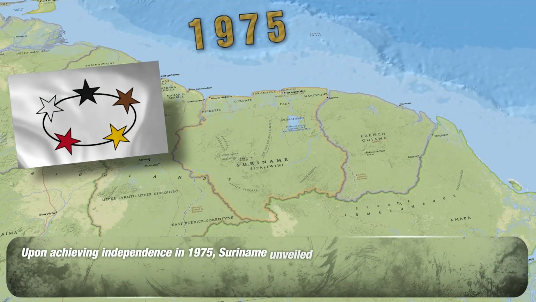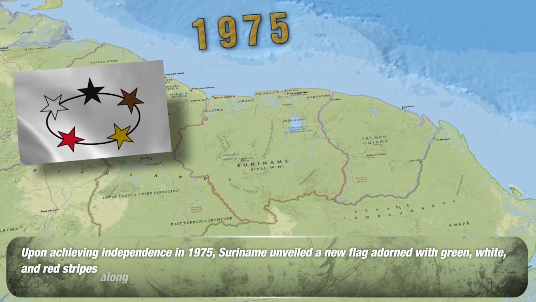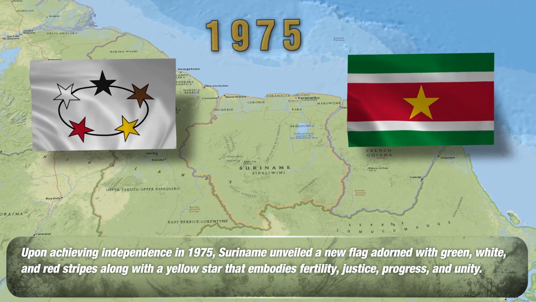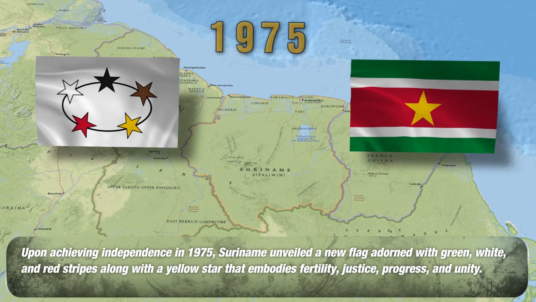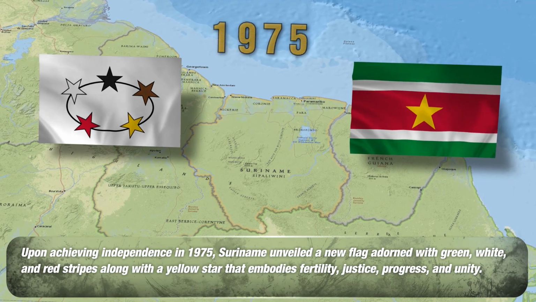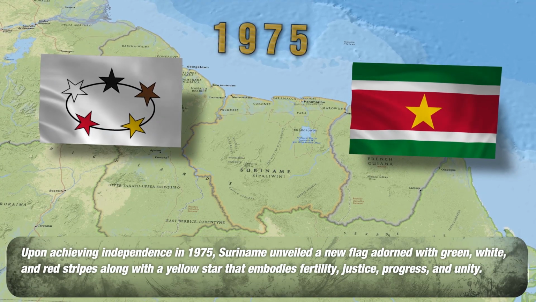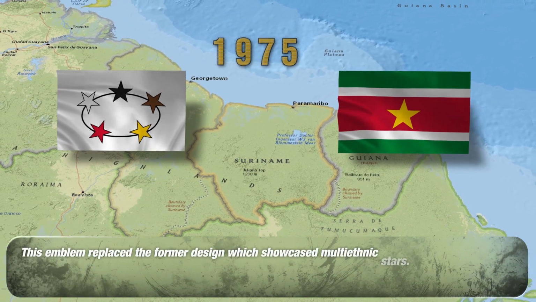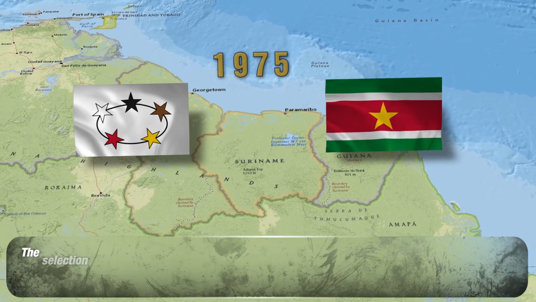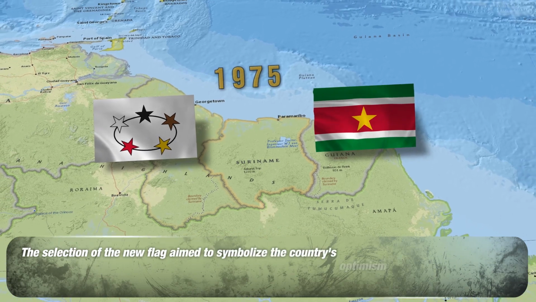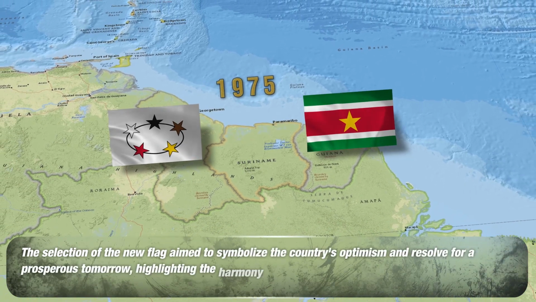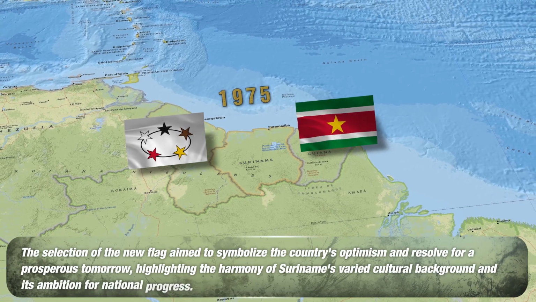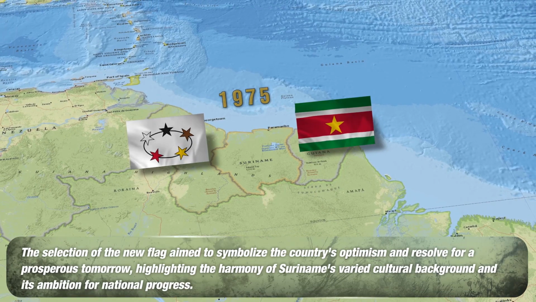Upon achieving independence in 1975, Suriname unveiled a new flag adorned with green, white, and red stripes, along with a yellow star that embodies fertility, justice, progress, and unity. This emblem replaced the former design, which showcased multi-ethnic stars. The selection of the new flag aimed to symbolize the country's optimism and resolve for a prosperous tomorrow, highlighting the harmony of Suriname's varied cultural background and its ambition for national progress.